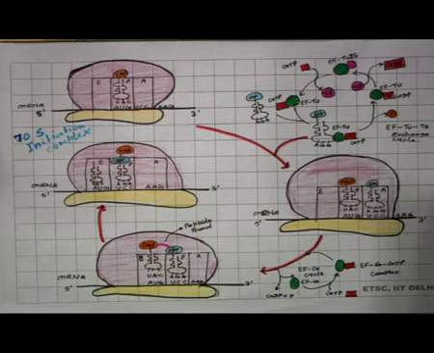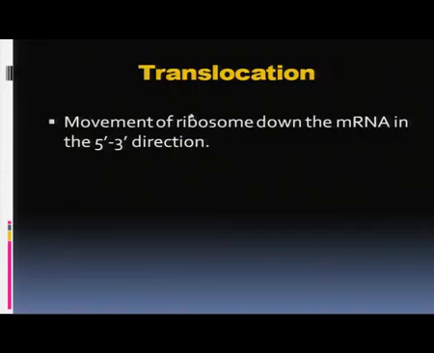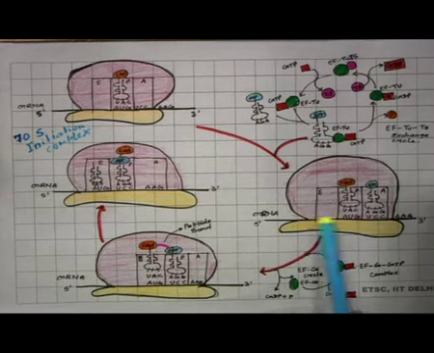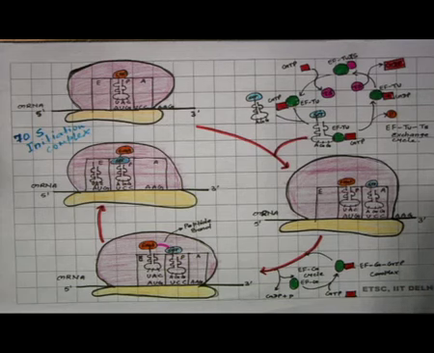Now, the third step of elongation is translocation. Translocation means movement of the ribosome down the messenger RNA in the 5 prime to 3 prime direction. Translocation means this whole ribosome will move one triplet codon towards the 3 prime end of the messenger RNA.